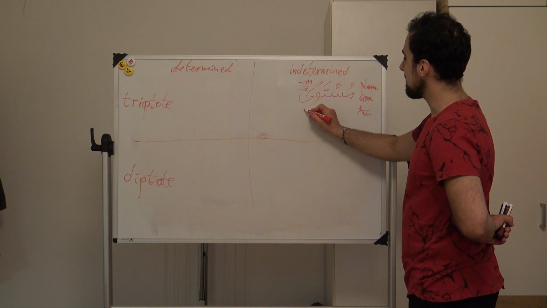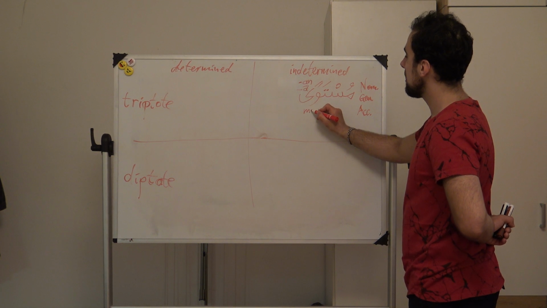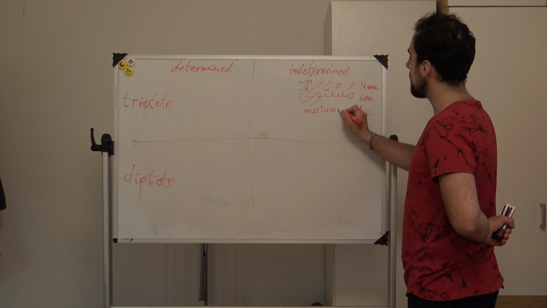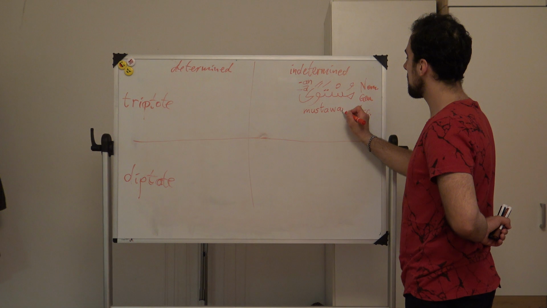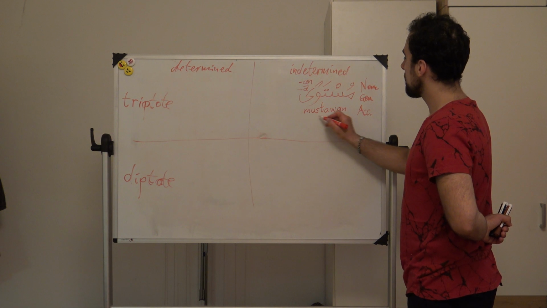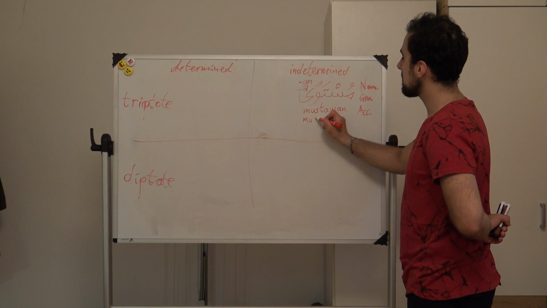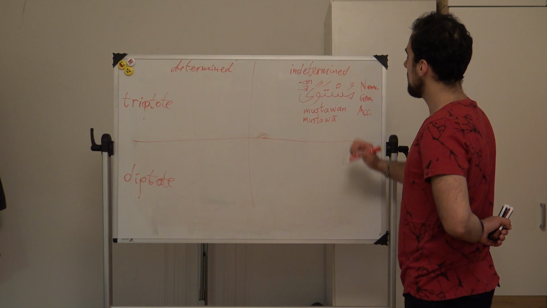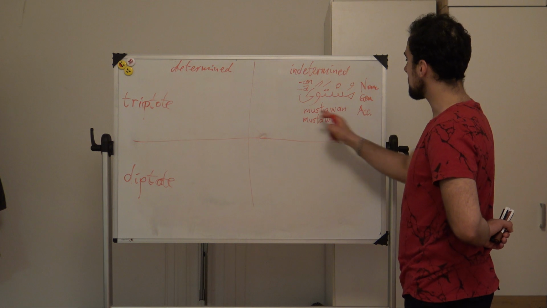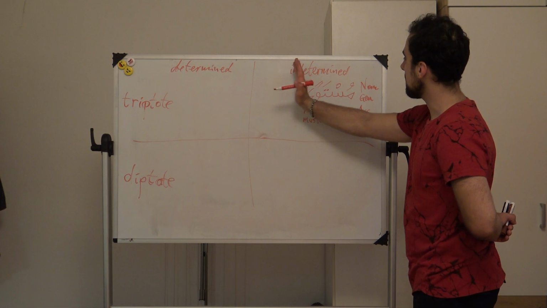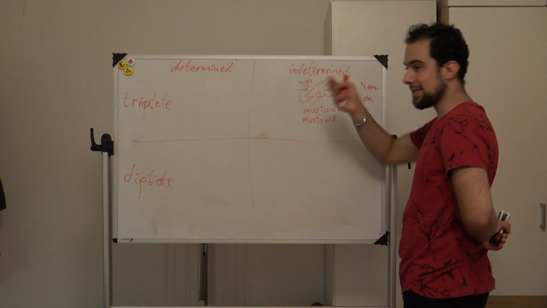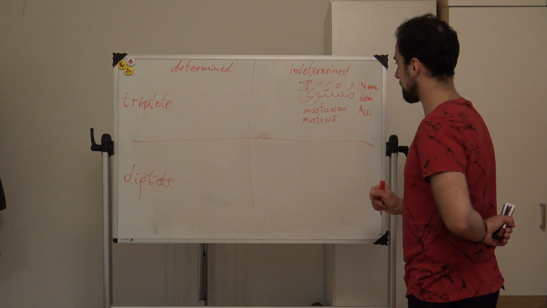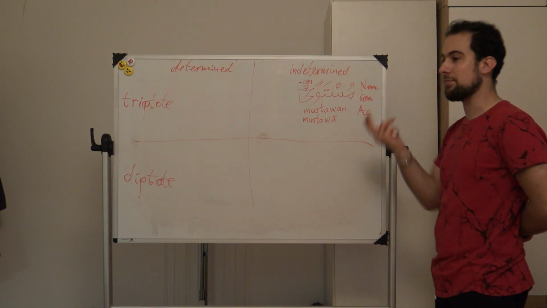We can also write it with Latin letters, mustawan, or mustawa. Normally it's mustawan, but if we stop after the word, when we read the text or speak, we read it as mustawa. That's the only thing we need to have in mind.